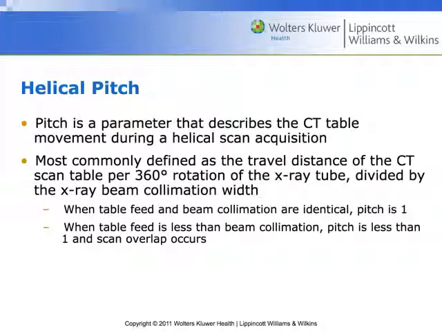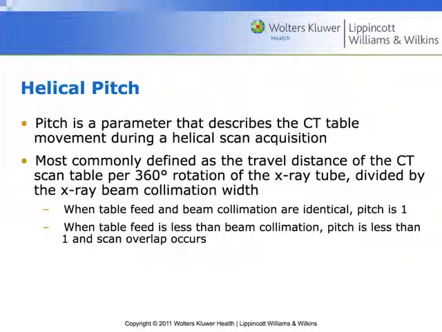All right, let's talk a little bit about pitch. Pitch is a parameter that describes the CT table movement during the scan acquisition. It's very commonly defined as the distance traveled by the CT table per each 360-degree rotation of the CT tube. Table travel per 360-degree rotation of the tube. And we can divide that by the beam collimation width. So when the table feed and the beam collimation are identical, the pitch is 1.